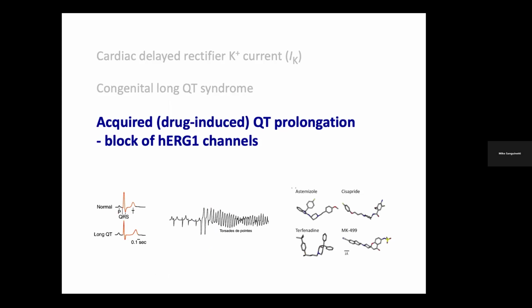I've only got a few minutes left, so I won't be able to go through this, but I'll just quickly go through it. Acquired drug-induced QT prolongation due to block of hERG channels. We spent a lot of time on this in my lab, and then also characterizing agonists, which might be a good therapy for long QT syndrome. I'm not going to tell you about any of that stuff. That's probably 10 years of work.